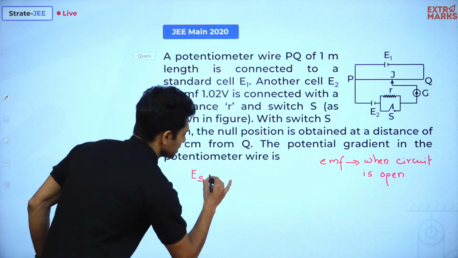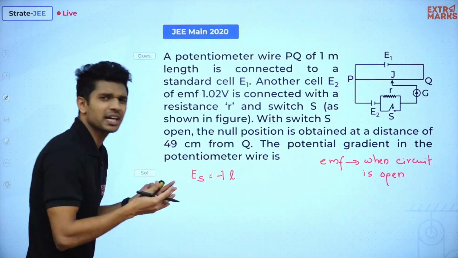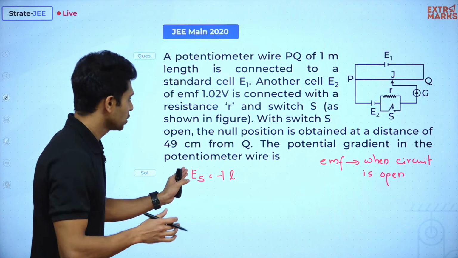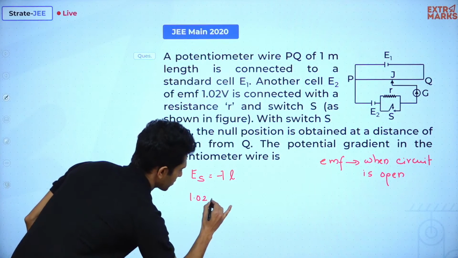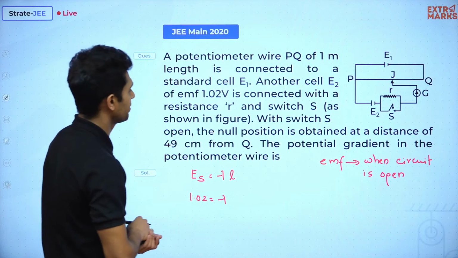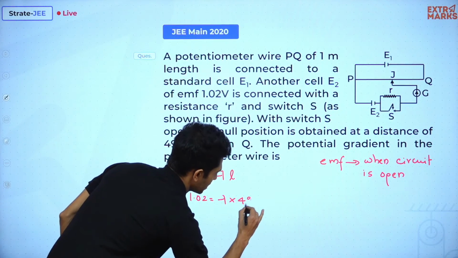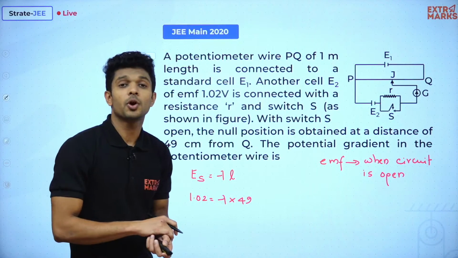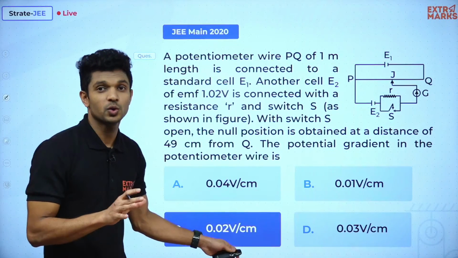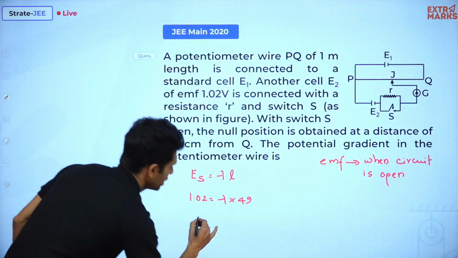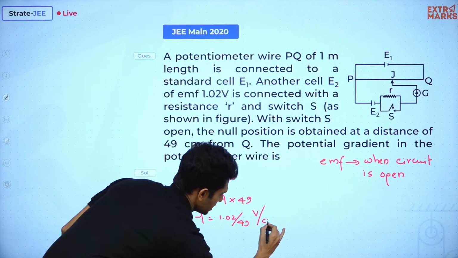EMF in the secondary circuit is equal to lambda, which is the potential gradient, into L or X, whatever is the null point length, right? So it is given that the EMF in the secondary circuit is having a value of 1.02. Lambda is what we have to find out, and the value of L, which is null point length, is 49 centimeter. We are not going to convert this 49 into 0.49 meters because the answer is in centimeters. So don't make a mistake over here. The value of lambda will be equal to 1.02 divided by 49 volt per centimeter once again.